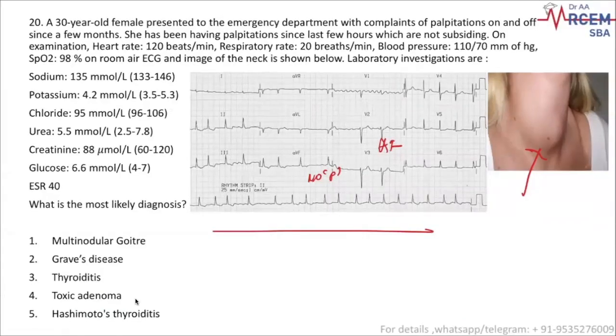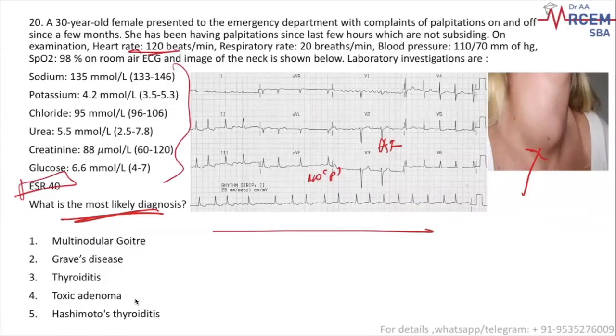A 30 years old female presents to the ED with complaints of palpitations on and off since the last few days. She has been having palpitations for the last few hours, which are not subsiding. On examination, heart rate is on the higher side. There's tachycardia and tachypnea. Blood pressure is normal and saturations are normal. Investigations are grossly normal. ESR slightly elevated. What's the most likely diagnosis?